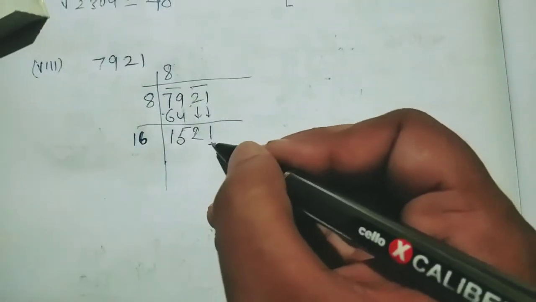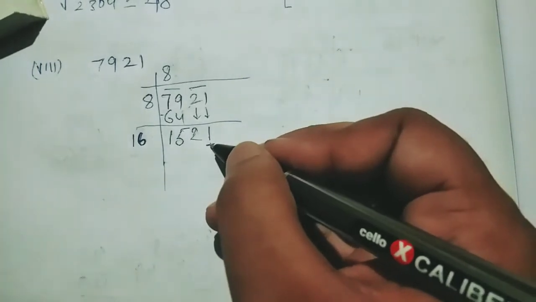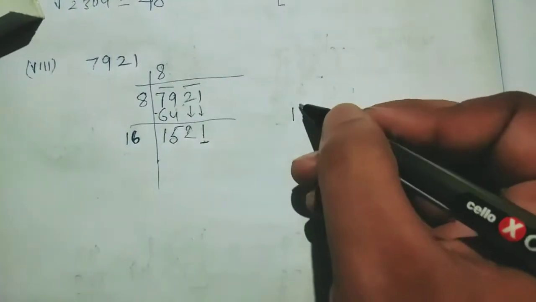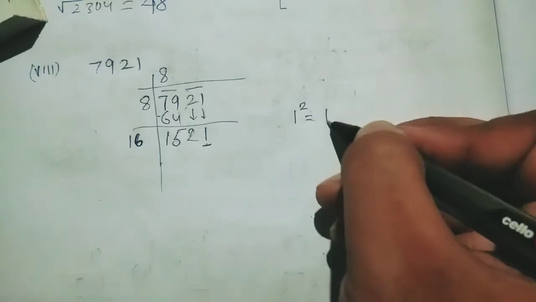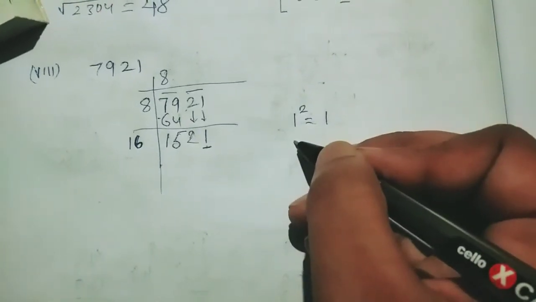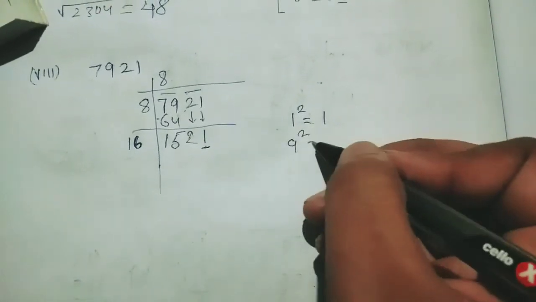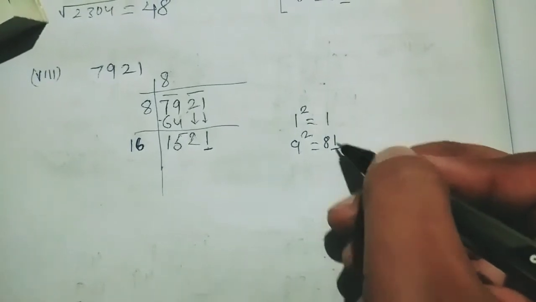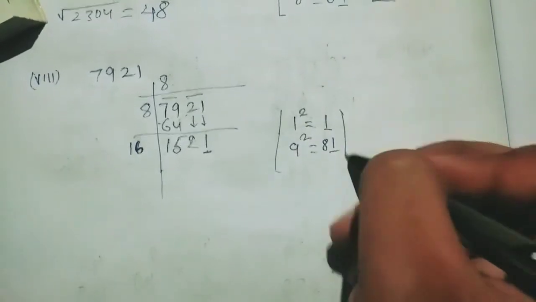So I told you, you have to see the unit digit. So here the unit digit is 1. So which square has 1 in the unit digit? 1 square is 1 and 9 square is 81. See, 9 square is what? 81. So here also we are getting 1, here also we are getting 1. So two cases we are getting.